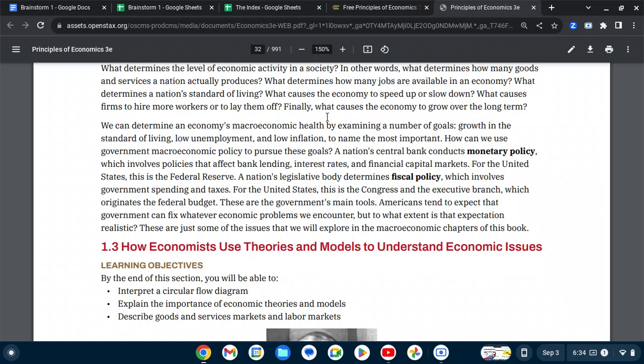Americans tend to expect that government can fix whatever economic problems we encounter, but to what extent is that expectation realistic? These are just some of the issues that we will explore in the macroeconomic chapters of this book.